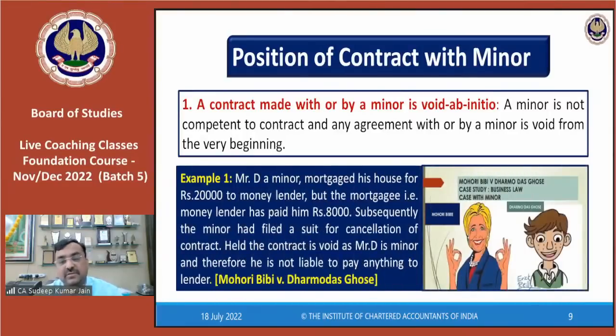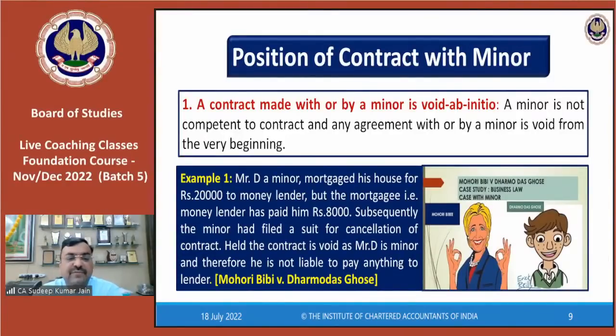There was a famous and benchmark case of Mohori Bibi versus Dharmodas Ghose. In this, first we should understand the facts of the case, and then we find out the decision of the case, results of the case. Mr. D means Dharmodas Ghose. Mr. D, a minor, mortgaged his house for rupees 20,000 to a money lender, but the mortgagee, that is the money lender, paid only rupees 8,000 and told that she will pay the rest 12,000 the next day.